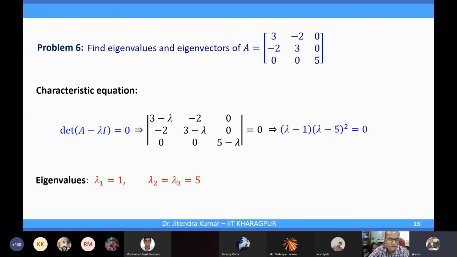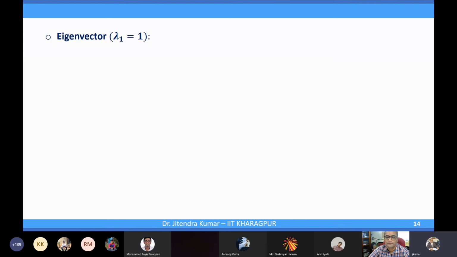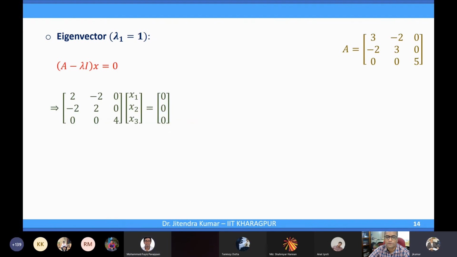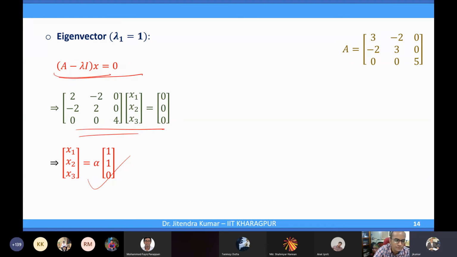Now corresponding to eigenvalue 1, the eigenvector is 1, 1, 0. Very good. It is a simple linear system: A minus lambda I times x equals 0. I'm going fast here, so I don't have to explain anything. You will solve it and get alpha times (1, 1, 0), right?